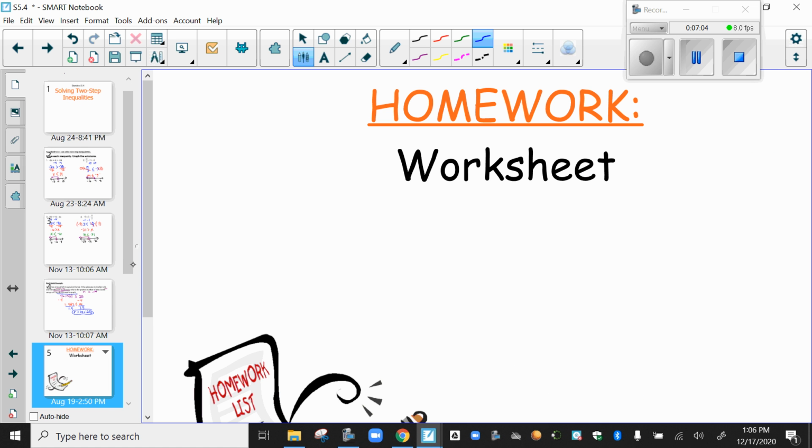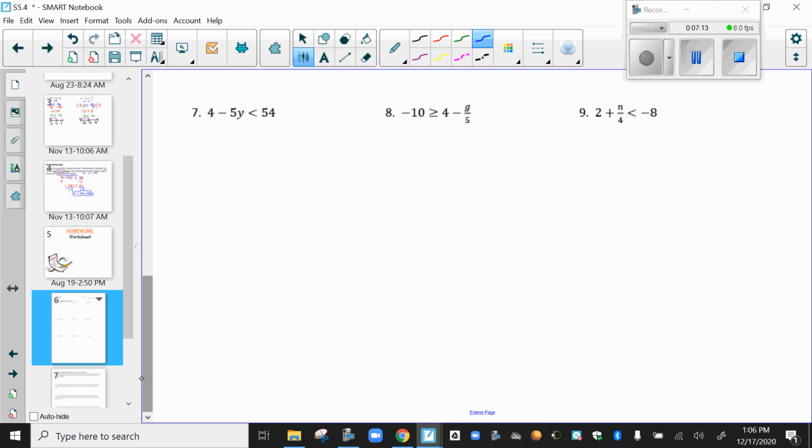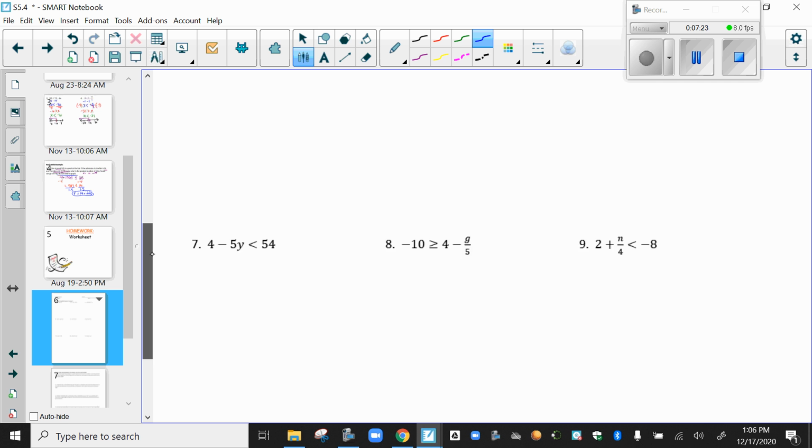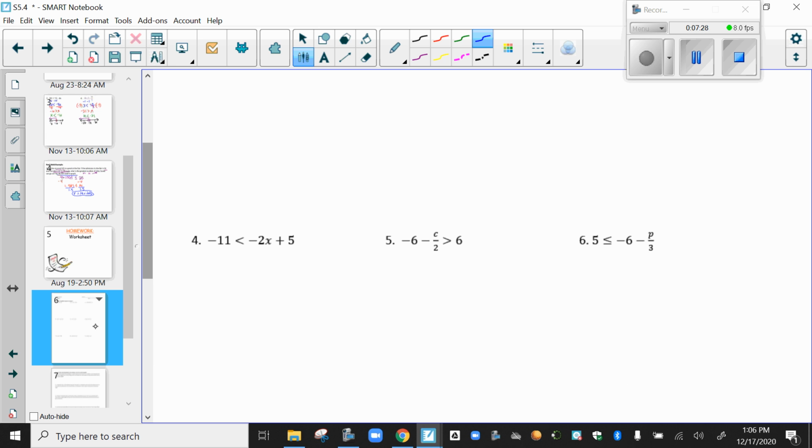Homework is going to be a worksheet. Here is our homework worksheet. Look, you have 1, 2, 3, 4, 5, 6, 7, 8, 9. 9 questions that you're going to answer the same way we just did. You're going to solve, show all of your work, then check your answers. If you don't check your answers, you're going to get some wrong and you're going to get it back. Make sure you graph each one of these.